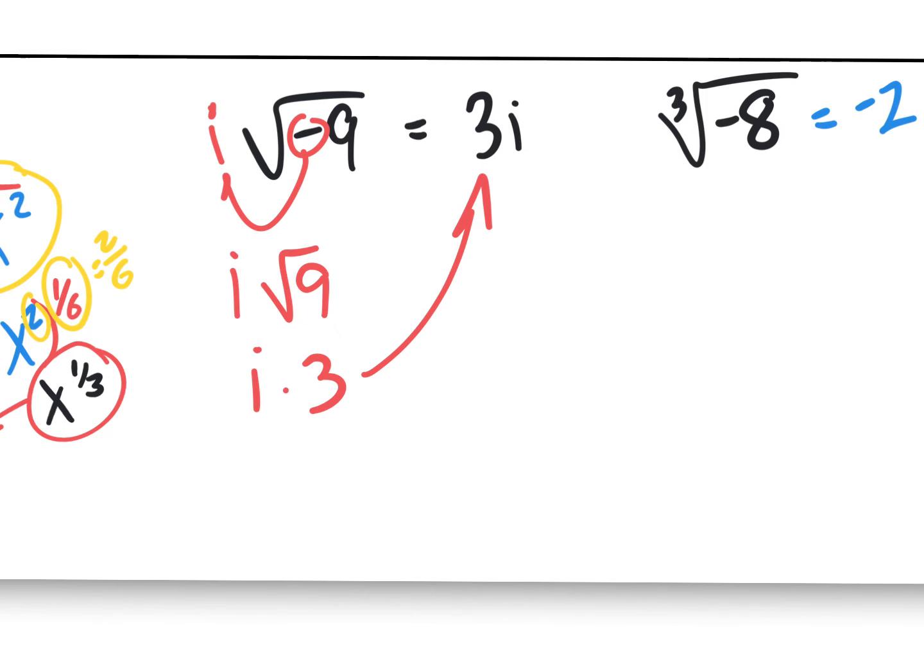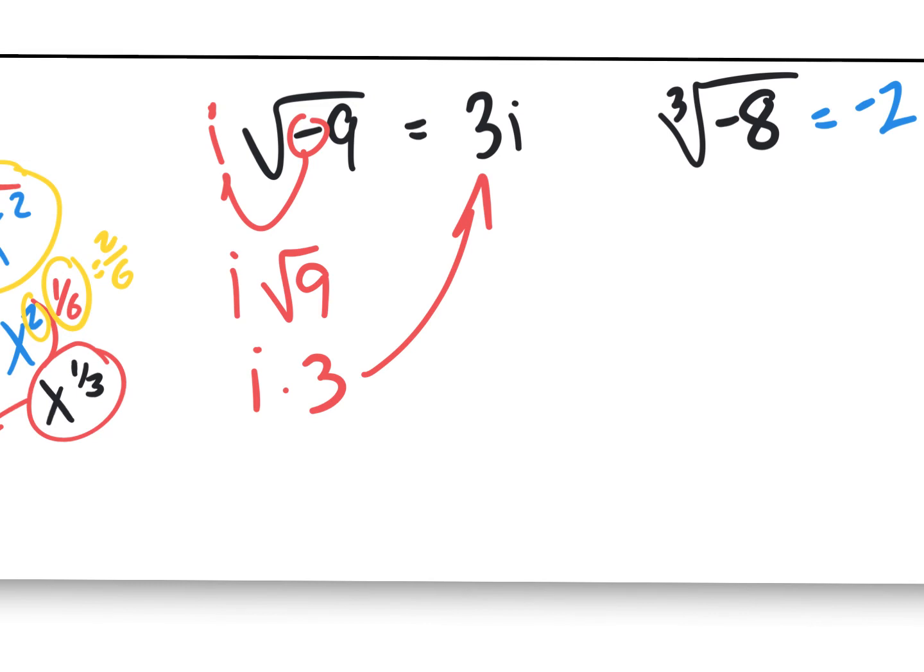Because what is this really saying? It's saying what number times itself 3 times will give you -8, and it's -2 times -2, that's +4, times another -2, that'll take you back to a -8. So right here, it really does work. You could actually do the cube root of a negative number.